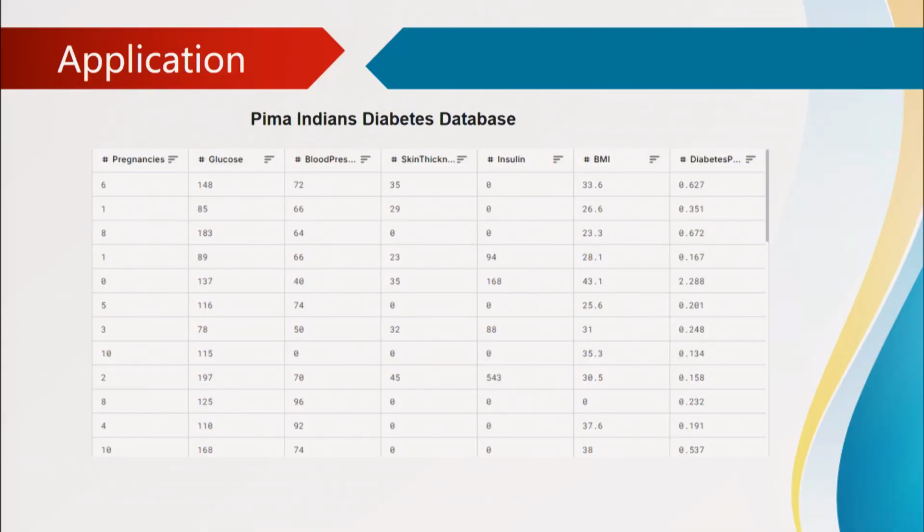Now, we will see a real application of how these three functions can be applied to a database. I have taken the Pima Indians diabetes database from Kaggle, and if you see the different columns of the data set, we have the values on pregnancies, glucose, blood pressure, skin thickness, insulin, BMI, diabetes pedigree. These are the different columns. We have 9 columns in this data set, and the values for each of the individuals have been taken from the Kaggle data set.